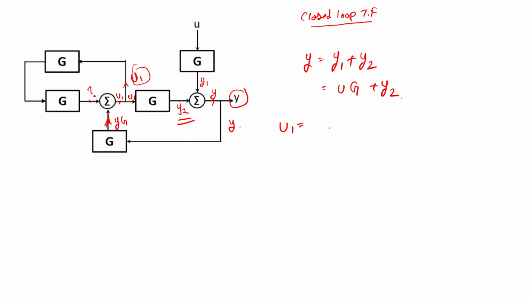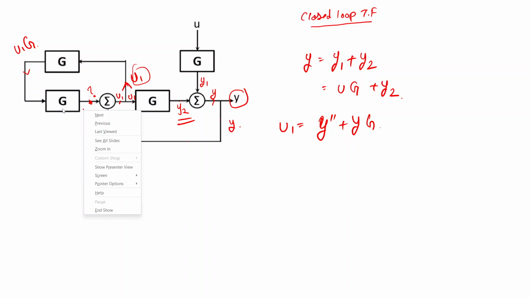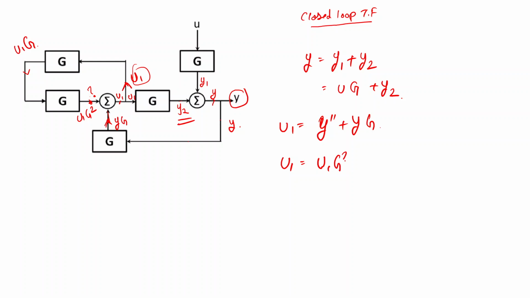That is, we can write U1 as something unknown. Let's just call it Y double dash plus Y times G. Now we can see that since this is U1, over here we will be having U1 into G. Similarly, at this point, we will be having U1 G multiplied again by this G. So it will become U1 G square. That is, our Y double dash is U1 G square. That is, we can replace it over here and it will become U1 is equal to U1 G square plus Y G.